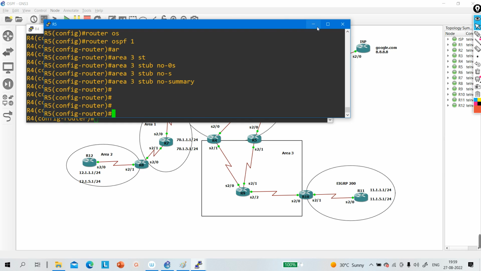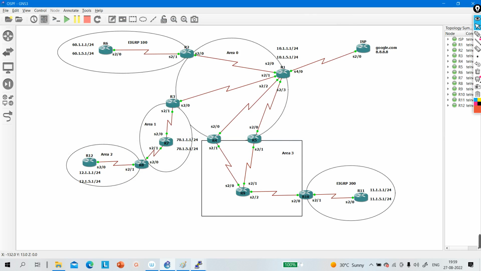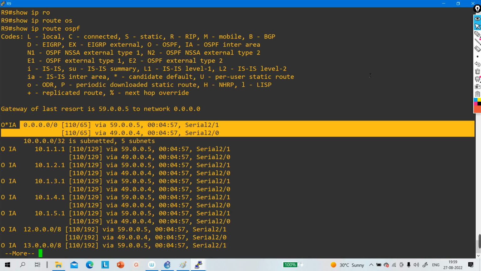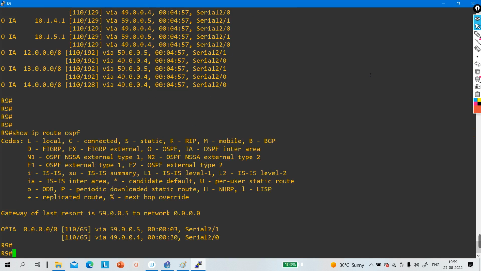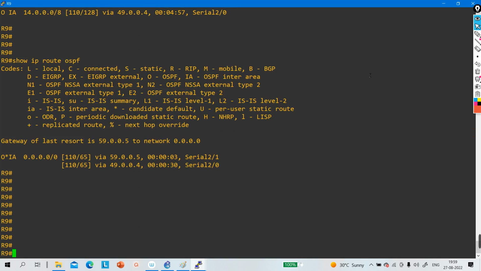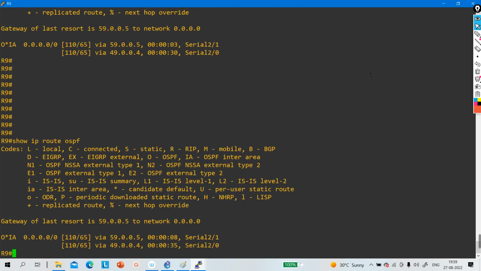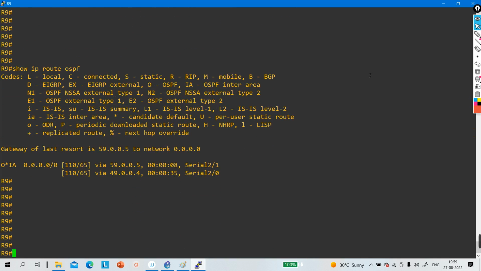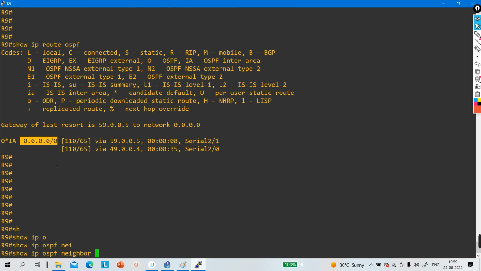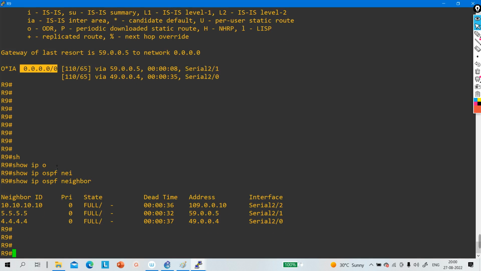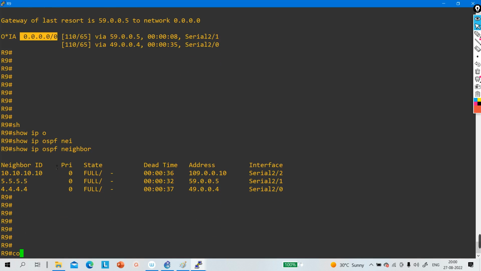Okay, now if you check the database of router 9, you can see it. IP OSPF database, see guys, this is the database of router 9. There is only one default route. IP OSPF neighbor is 10.10.10.10, 5.5.5.5, 4.4.4.4. But why is there no LSA 3, LSA 1?